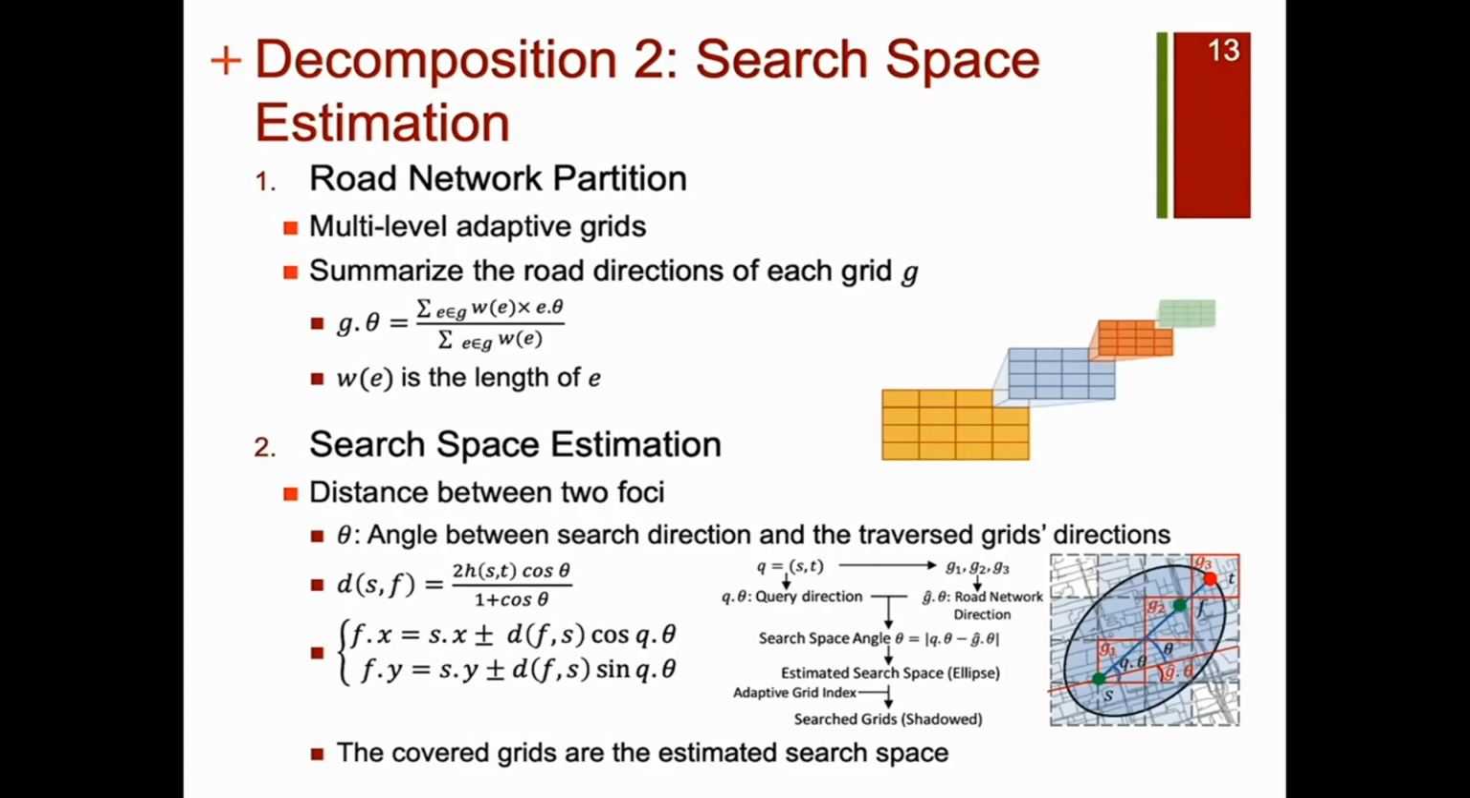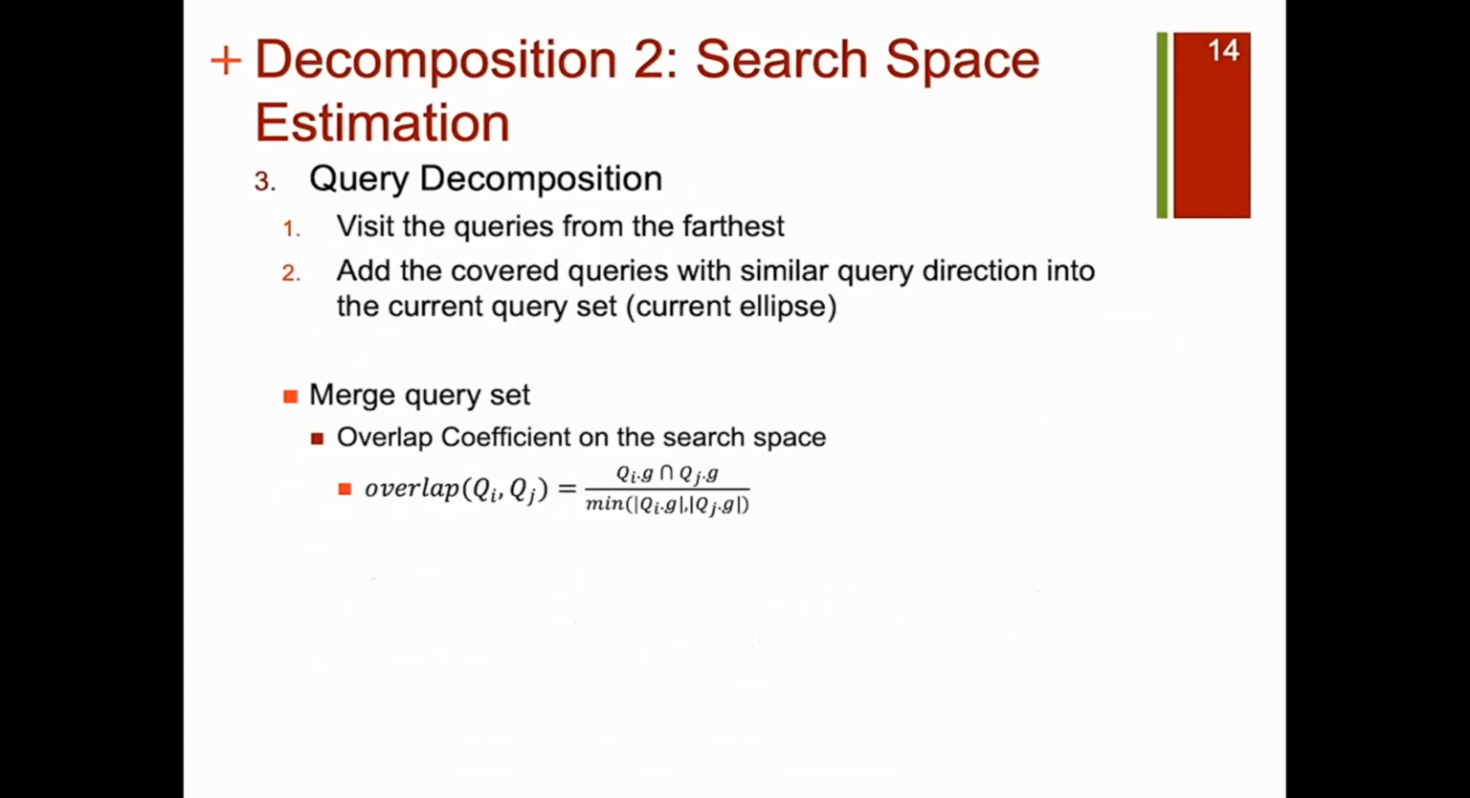We have an angle difference, and we also have 2 points. So it's just basic math for us to determine an ellipse. And for the regions covered by this ellipse, we say these are the search space of this A star search. So this method basically visits the queries from the largest one, draws a big ellipse, and puts all the queries it covers with similar directions into it, and we use them as the same batch.